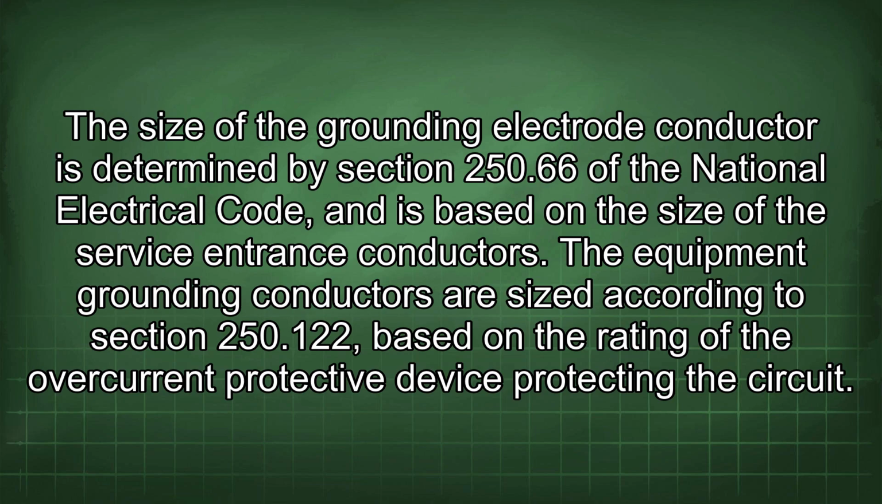The size of the grounding electrode conductor is determined by section 250.66 of the National Electrical Code, and is based on the size of the service entrance conductors. The equipment grounding conductors are sized according to section 250.122, based on the rating of the overcurrent protective device protecting the circuit.